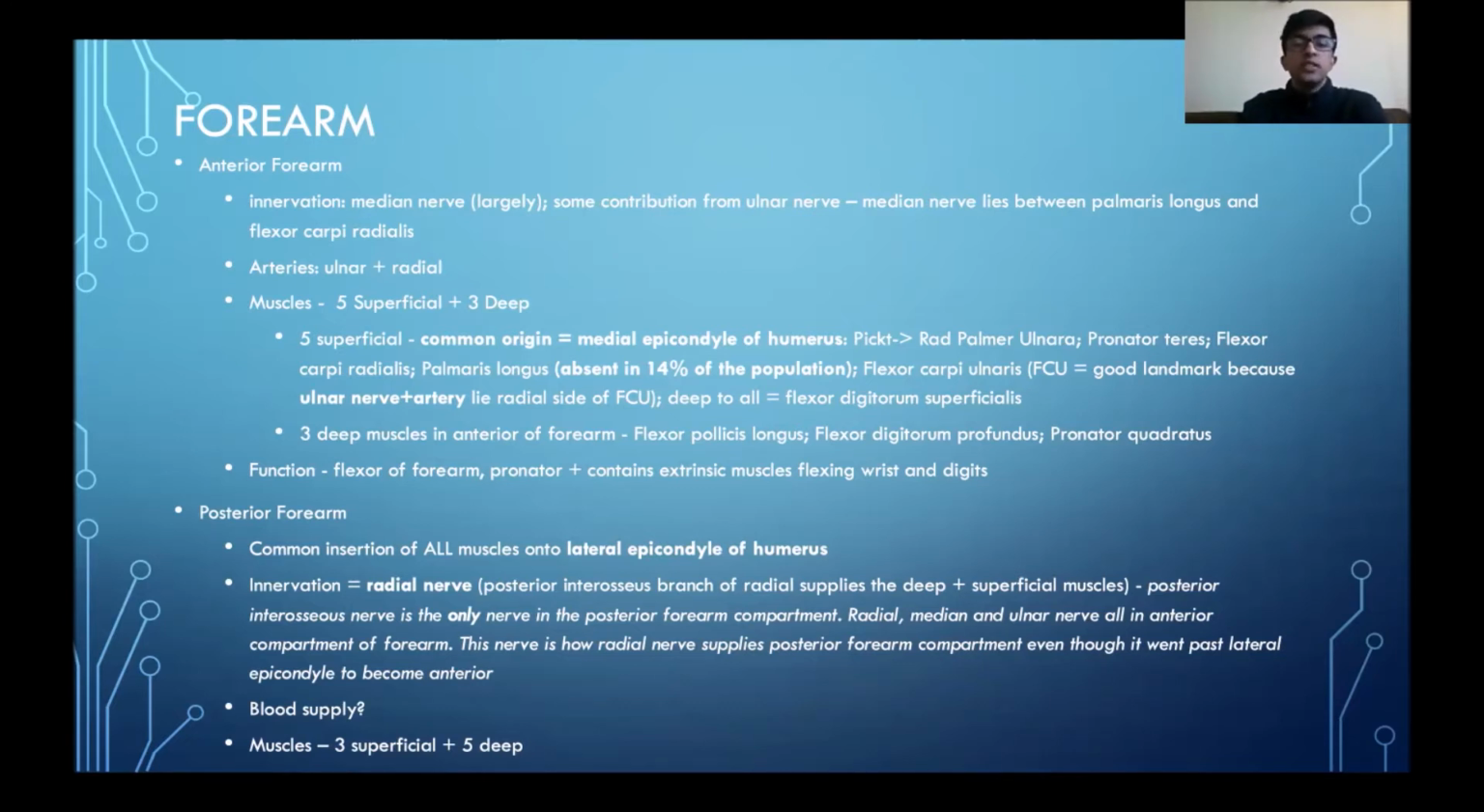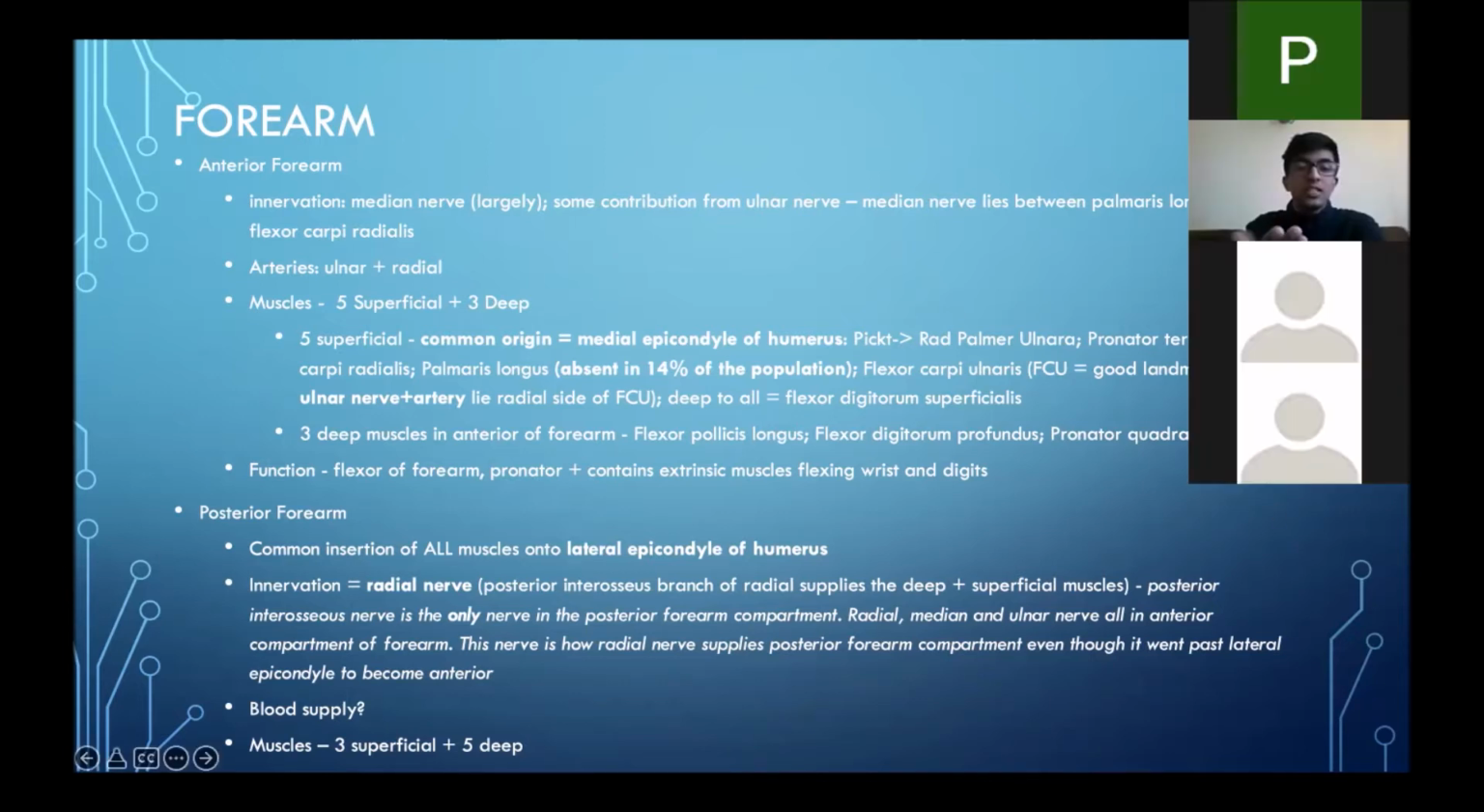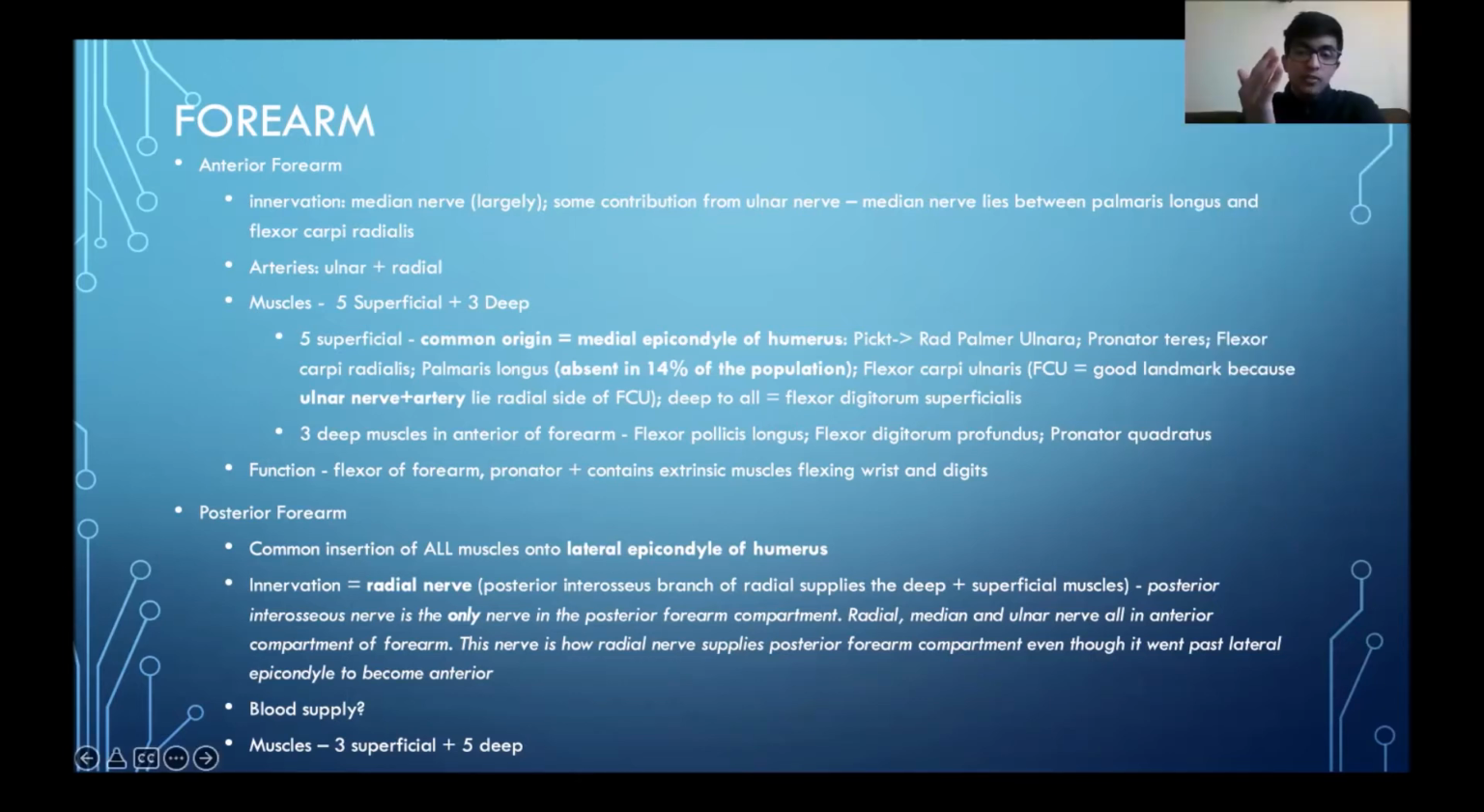And deep to all of these, you have the flexor digitorum superficialis. Okay, 3 muscles in the anterior of the forearm are the deep ones. So you have flexor pollicis, pollicis is thumb, then you have digitorum, and then you have pronator quadratus. So you have these muscles that are 3 deep. So you have 5, 3.